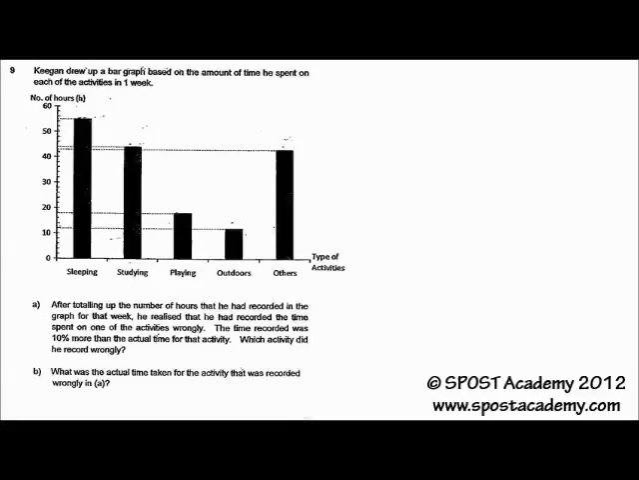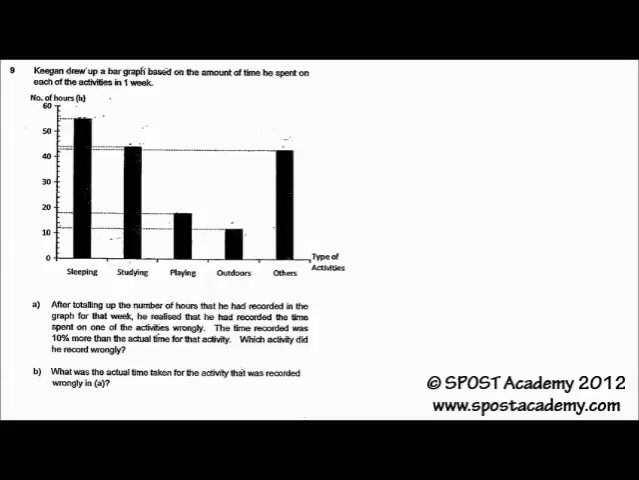Keegan drew up a bar graph based on the amount of time he spent on each of the activities in 1 week. After totaling up the number of hours that he had recorded in the graph for that week, he realized that he had recorded the time spent on one of the activities wrongly. The time recorded was 10% more than the actual time for that activity. A. Which activity did he record wrongly? B. What was the actual time taken for the activity that was recorded wrongly in A?